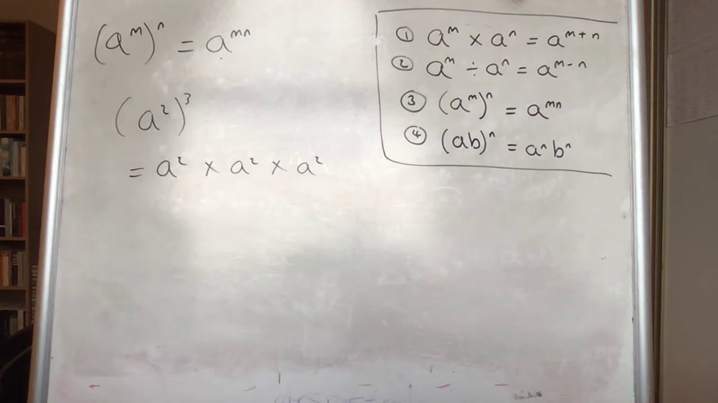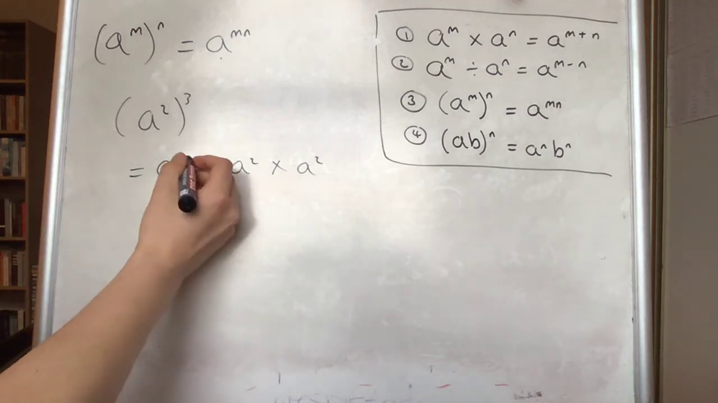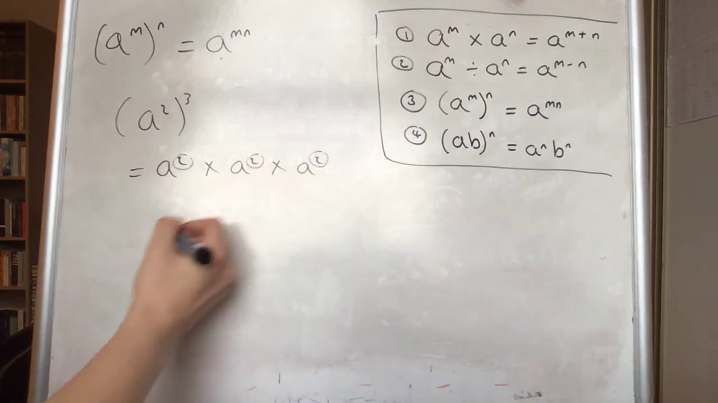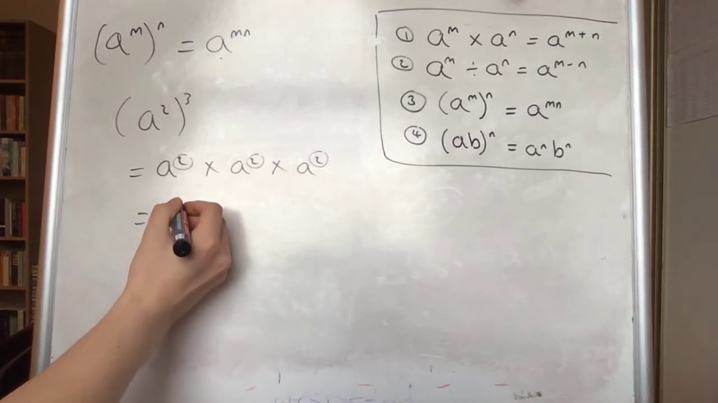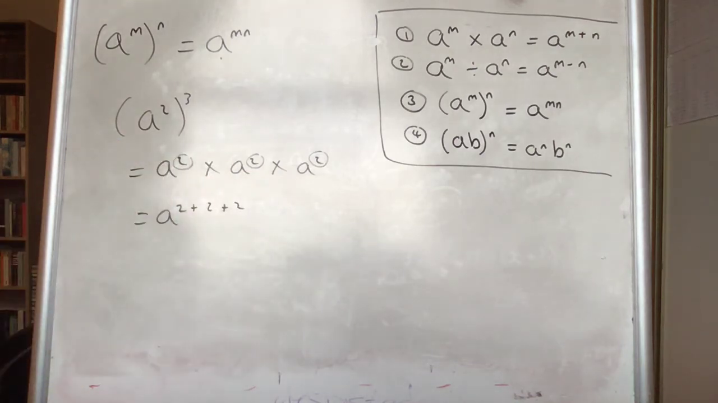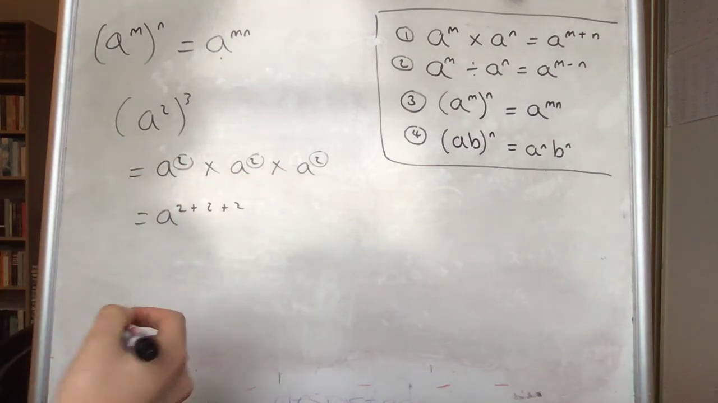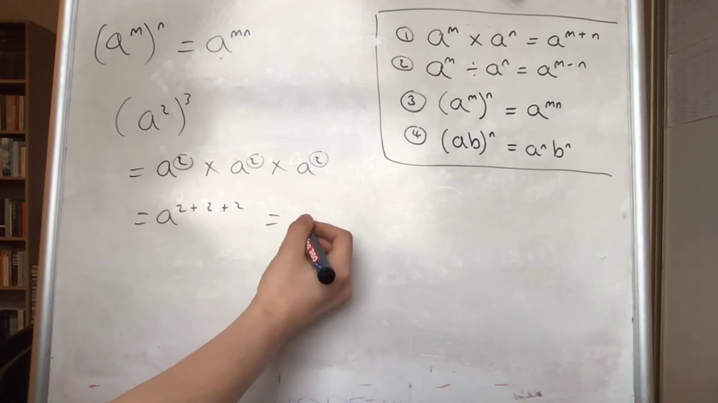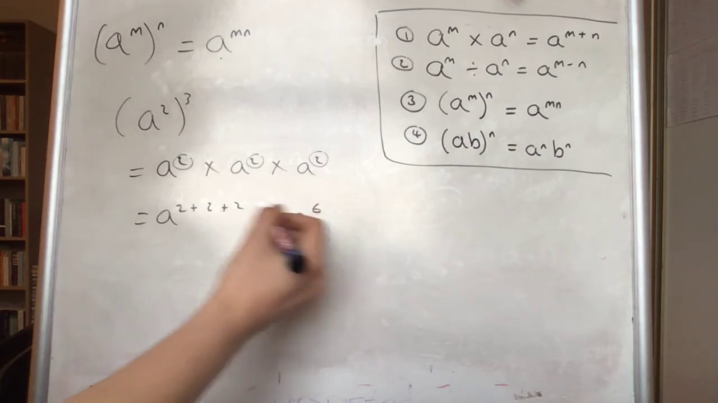And if we were to apply the first law, which is what we looked at the very beginning of this video, we know that we can simply add together the indices. So we've got 2, 2 and 2. So this is equal to a to the power of 2 plus 2 plus 2. And we know that 2 plus 2 plus 2 is equal to 6. So this is equal to a to the power of 6.